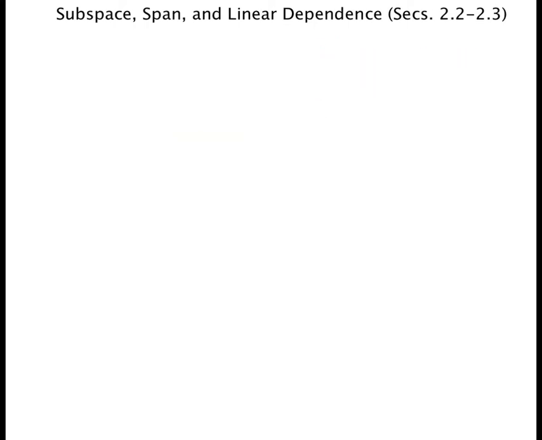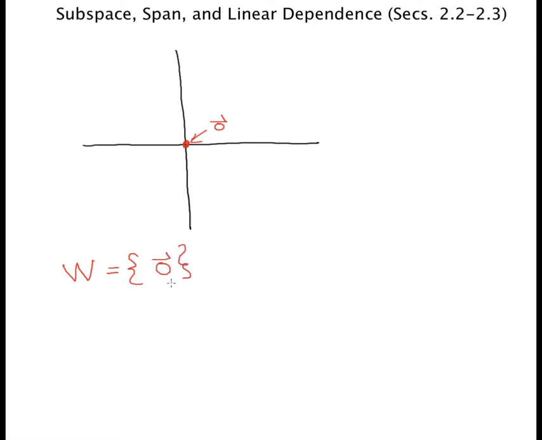Let's do a few more examples. Let's look in R2 again. And I mentioned that just taking the zero vector itself is a subspace. So I'm going to say let W be just the set consisting of a single vector, the zero vector. I say that this is a subspace, sometimes called the trivial subspace.